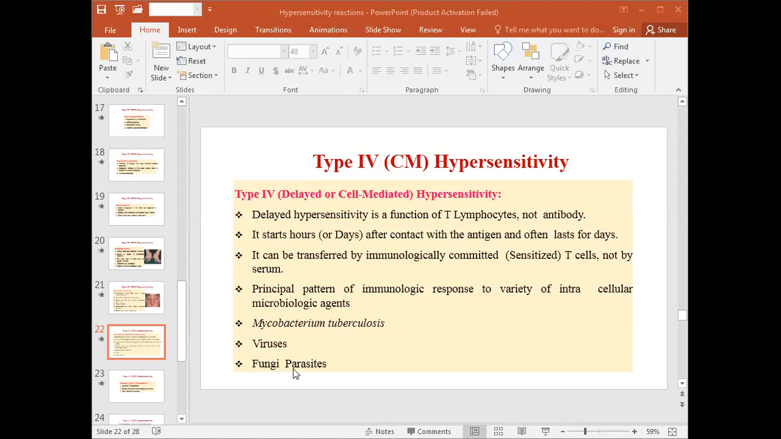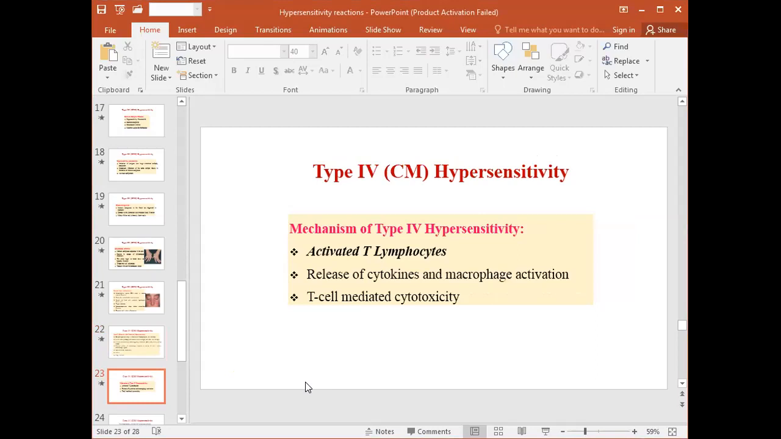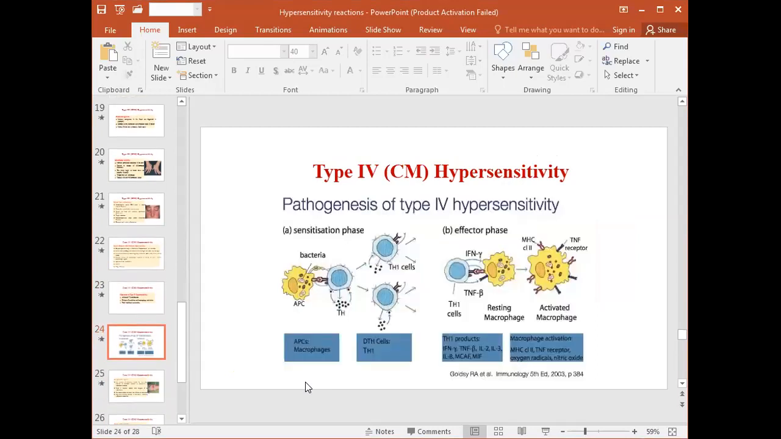So in type 4 hypersensitivity reaction, it can be activated by T lymphocytes through the release of T cell mediated cytokines. This is the pathogenesis of type 4 hypersensitivity reaction. It has two phases: one is the sensitization phase, and the other is the effector phase. Here the stimulus comes in the form of bacteria, say Mycobacterium tuberculosis, virus, or fungus. When the stimulus comes, it is identified by the antigen presenting cells, mostly the macrophages.